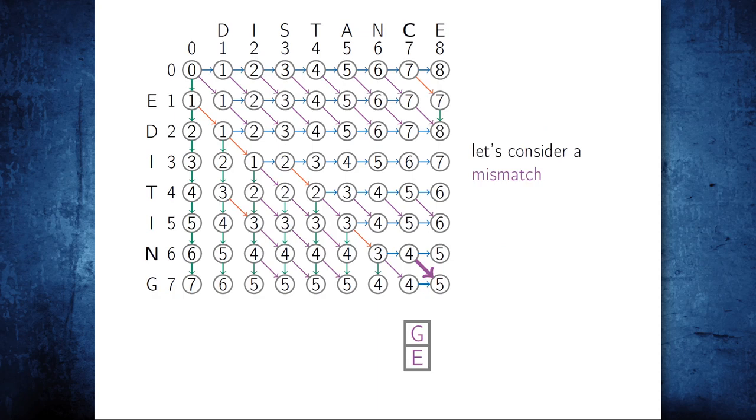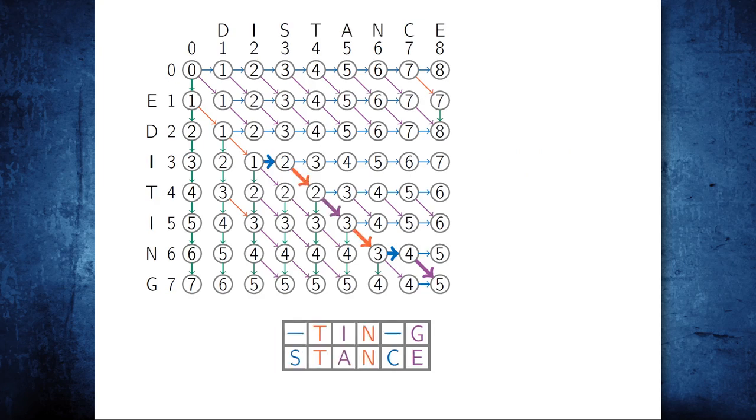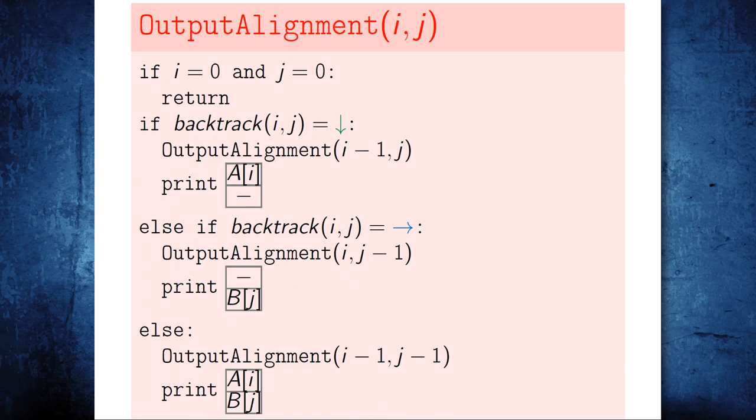It will correspond to a mismatch between J and E. Then from the previous point there is only one way to move into this point, and it will correspond to an indel. We'll continue further, match, further, further, further, further, further, and we will finally arrive at the initial point, at the same time constructing the optimal alignment between the two strings.